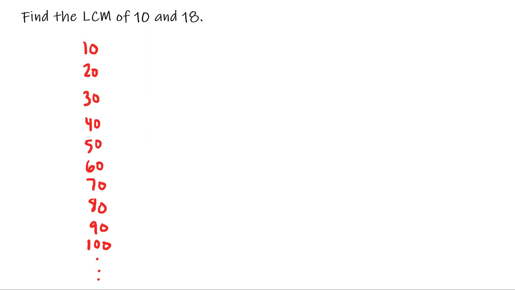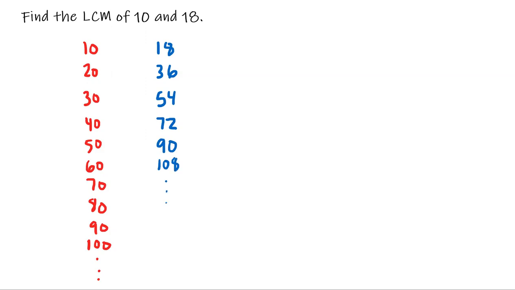Now, the multiples of 18. If we list those out, we have 18 times 1 is 18, 18 times 2 is 36, times 3 we're going to end up with 54, times 4 is 72, times 5 is 90, and then we end up with 108, etc.